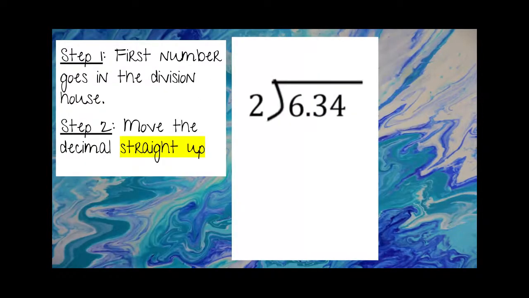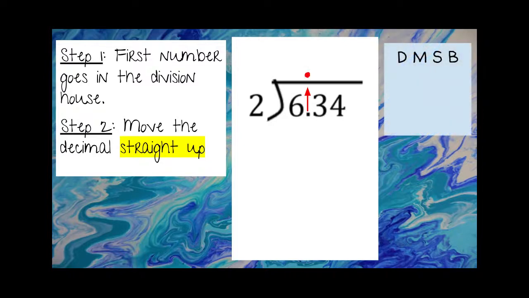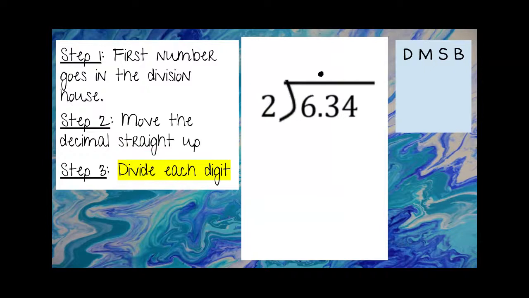So the first step that we're going to do now that we're all ready to divide is to bring the decimal straight up on top of the division house. Then we also want to make our DMSB chart to keep our work organized. Finally, we're going to divide each digit. I like to block those two numbers so that I can focus on what I'm working on.